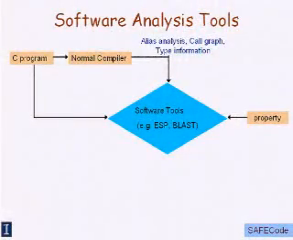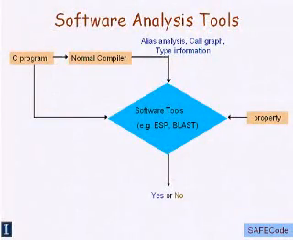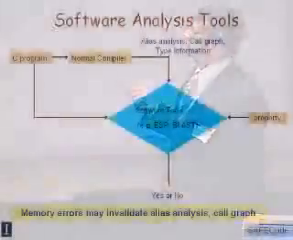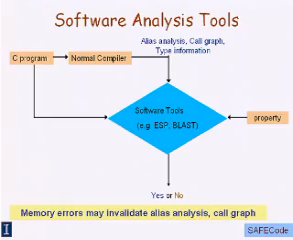So if you look at how software analysis tools work today, they take a C program, use a normal compiler, extract out information like alias analysis, call graph, and type information, and then you can feed to this tool your original C program, alias analysis, and the property that you want to verify. And the tool comes out with an answer, yes or no. Let's say the tool comes out and says yes. Does it mean that the program satisfies this property in all execution environments? Well, it depends. It depends on whether the alias analysis is invalidated at runtime or not.